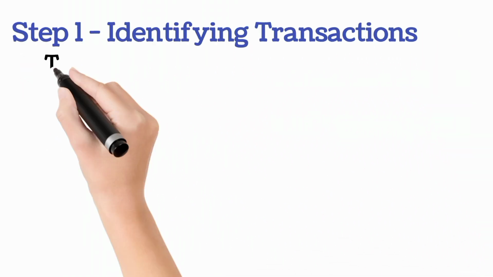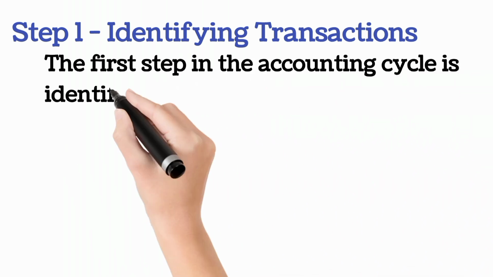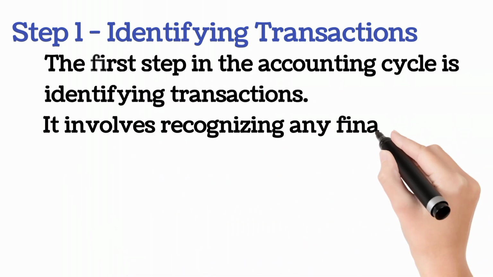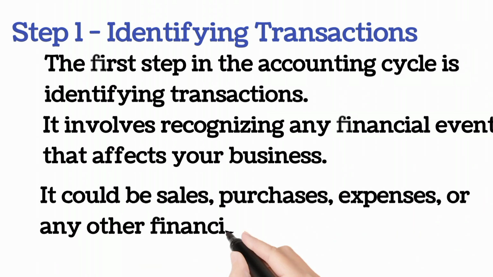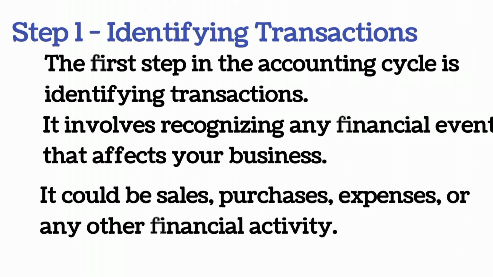The first step in the accounting cycle is identifying transactions. This involves recognizing any financial event that affects your business. It could be sales, purchases, expenses, or any other financial activity. Make sure to document every transaction, as they will form the basis of your financial records. Remember, accurate identification is key.